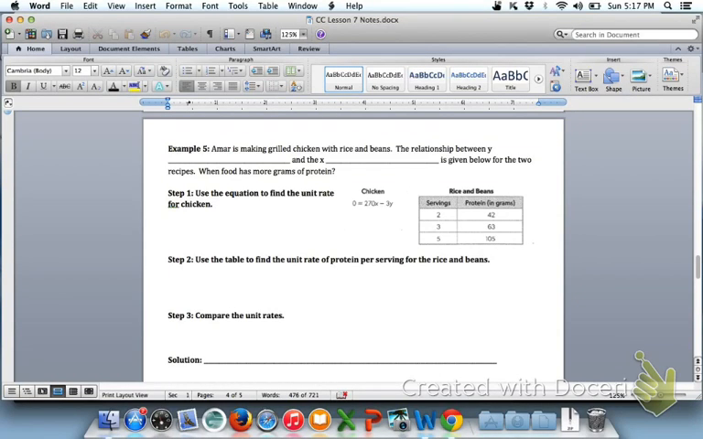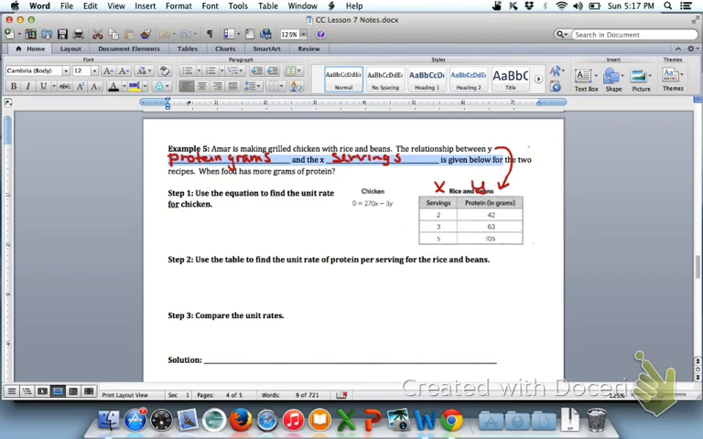Right, you should be looking at example 5 of Common Core Lesson 7, and we're looking at comparing slopes and rates of change in example 5. Amar is making grilled chicken with rice and beans. If we look at our table below, the y is the protein in grams, and the x value is the number of servings.